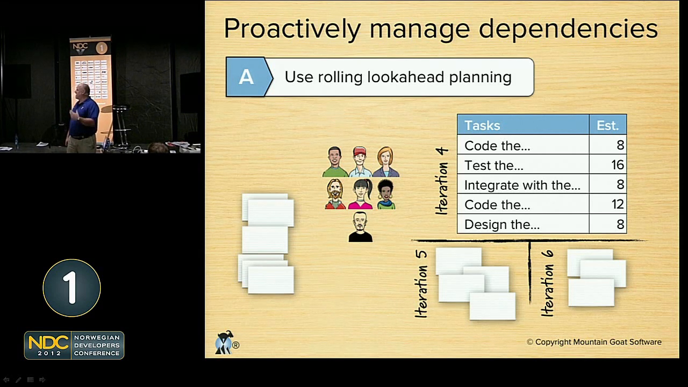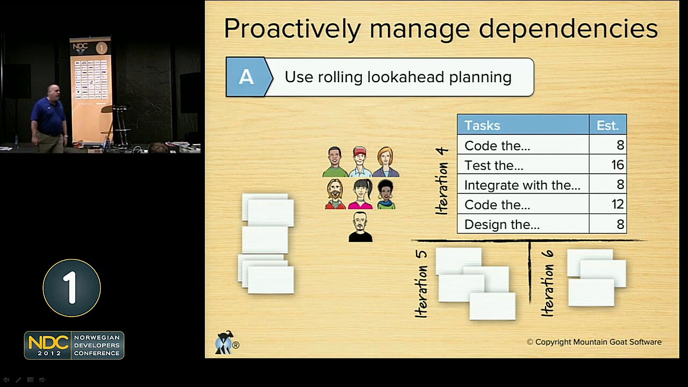Now, this is not a commitment. It's not a guarantee. It's not very rigorous at all. It's just a best guess of what we're going to do 1 and 2 sprints ahead. So that's all we're looking at here. So rolling look-ahead planning, one way to manage dependencies. Look ahead a couple of sprints, be able to predict what you need from another team.